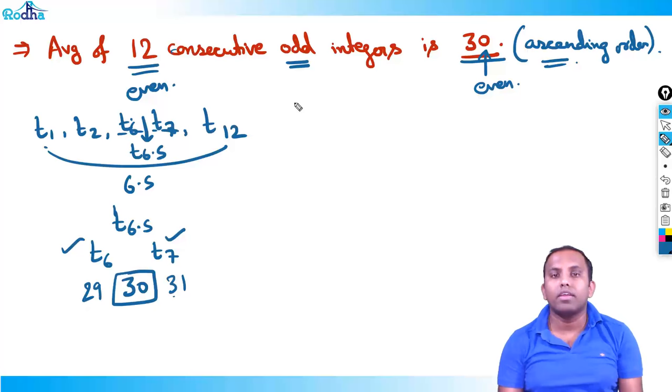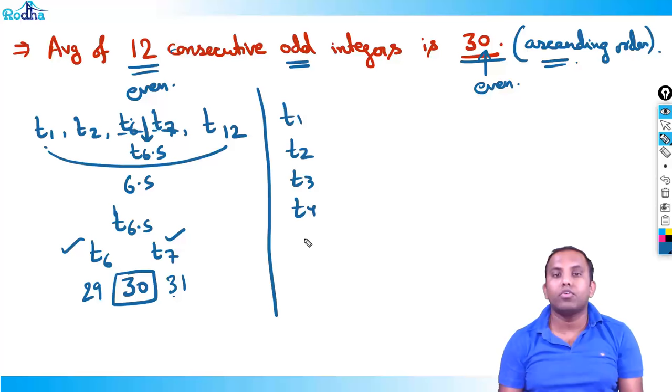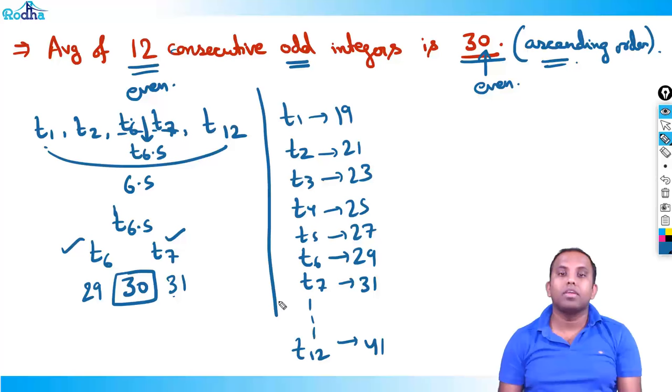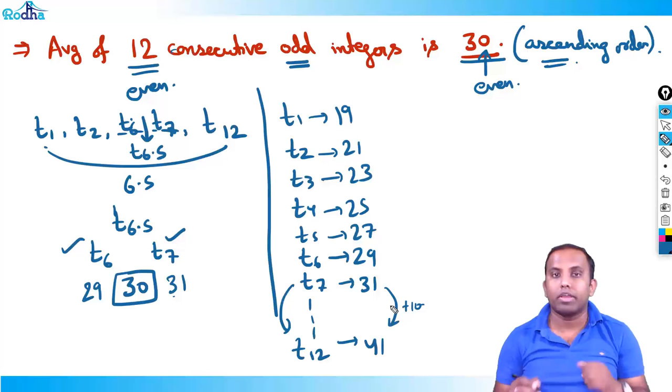T1, T2, T3, T4, T5, T6, T7 till T12. Well, T6 you got as 29, T7 is 31, T5 is 27, T4 is 25, T3 is 23, T2 is 21, T1 is 19. It goes on like this till the last term. So T8 is 33, T9 is 35, T10 37, T11 39, 41. That is five terms with a gap of 2, 31 plus 10 is 41. This is the whole basic meaning of the average funda. Very important funda. Now we'll do a good question based on this concept.